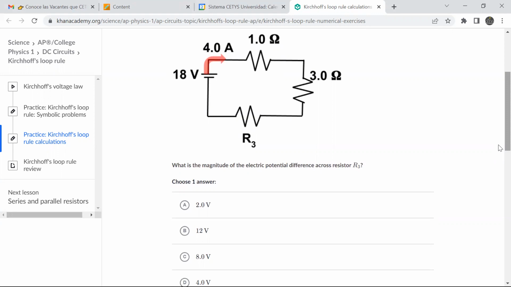Okay, now this is, can I give you a minute for this one? This is also one where we should remember some things, and we should remember how Kirchhoff's second law works.